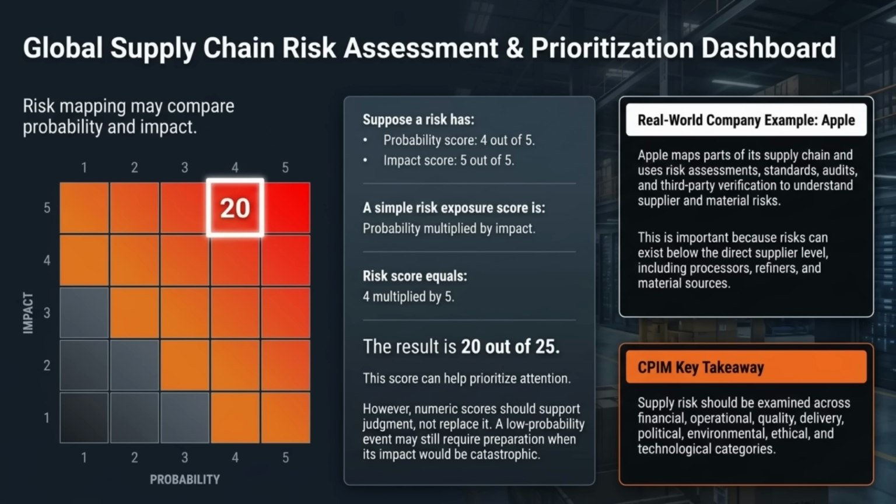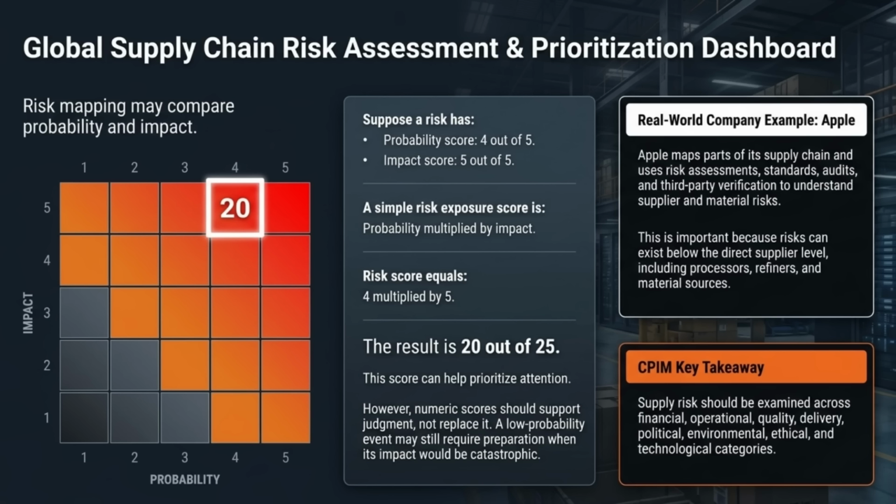However, numeric scores should support judgment, not replace it. A low probability event may still require preparation when its impact would be catastrophic. Real-world company example. Apple. Apple maps parts of its supply chain and uses risk assessments, standards, audits, and third-party verification to understand supplier and material risks.